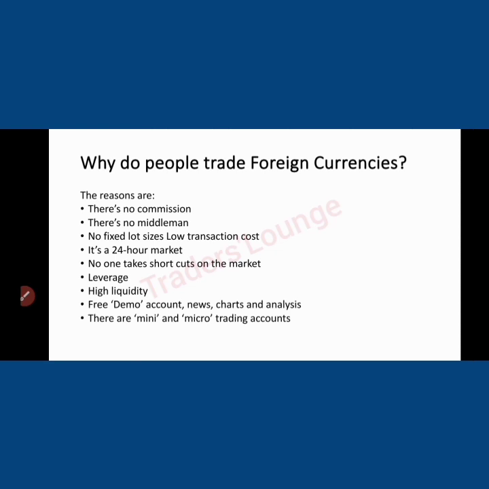And the next one is that when it comes to forex trading, there is no middleman as we normally have in a physical transaction. When it comes to a physical transaction, we have the middleman, but in this case, there's no middleman. Spot currency trading eliminates the middleman and allows you to trade directly with the market responsible for the pricing of a particular currency pair. That is one reason.